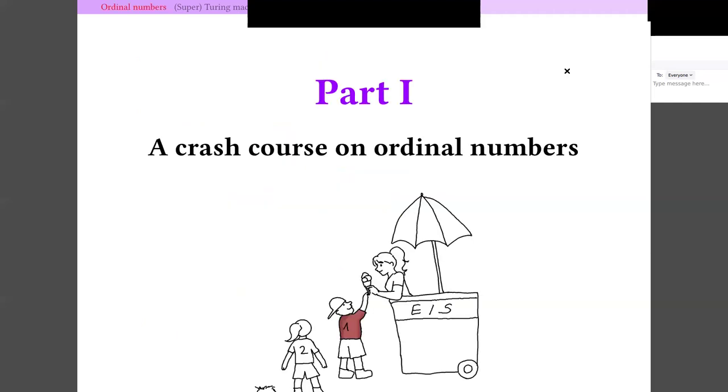So we start with a crash course on ordinal numbers. And let me just quickly check that the camera is correctly recognizing this one, because I don't have this as slides. Just a second. Yeah, looks good. At least if we restrict to this fragment of the board. Yes, okay, good.